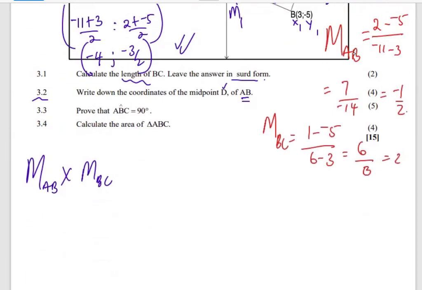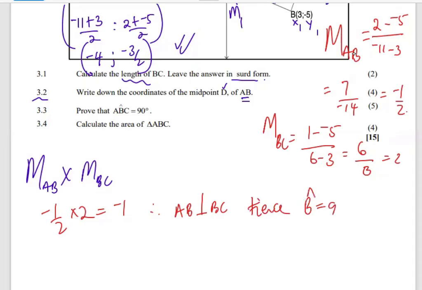Then we multiply: negative a half times 2 gives us negative 1. So therefore, we know that AB is perpendicular to BC. Hence, angle B is going to be 90, or angle ABC is going to be 90. Then calculate the area of ABC.